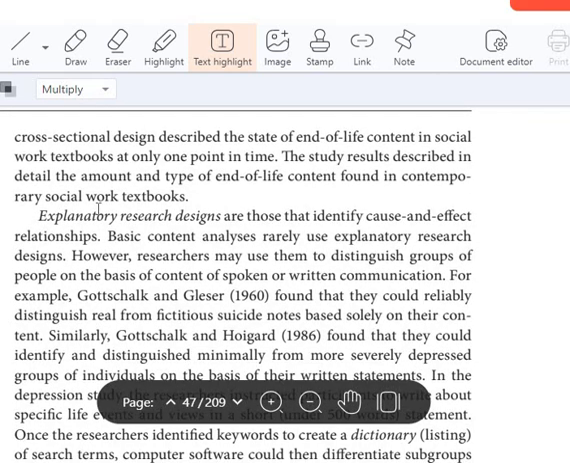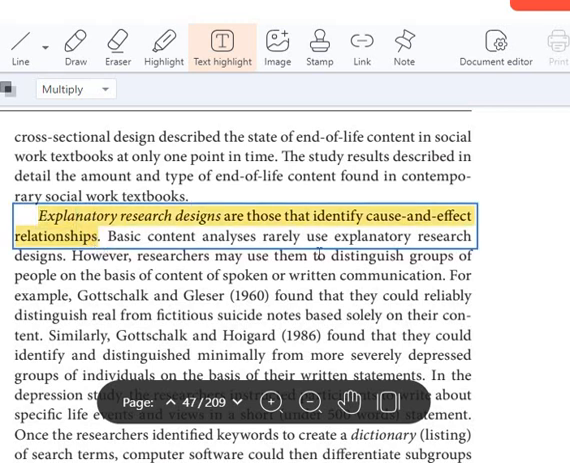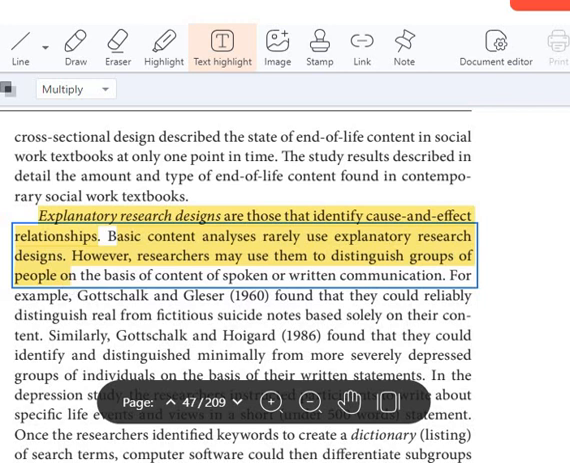As for the explanatory research designs, they are used in order to identify cause and effect relationships. That's why it takes time. Basic content analysis rarely uses explanatory research designs. Okay, this is important to focus on. That's why there's much focus here on the descriptive, on the exploratory, on the short, the cross-sectional. Cross-sectional means over a short period of time.